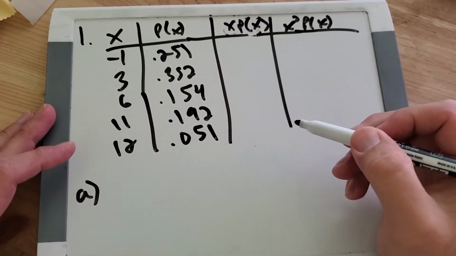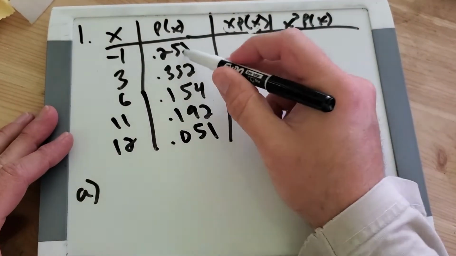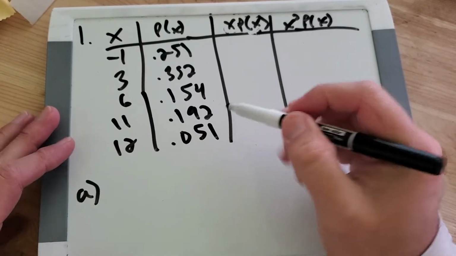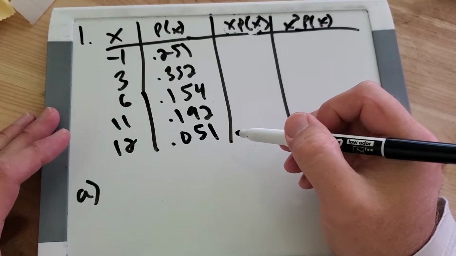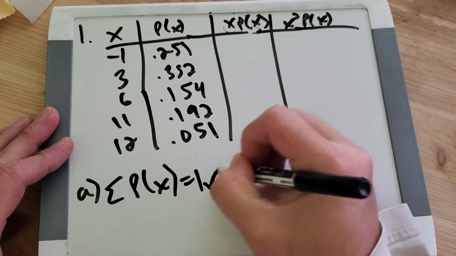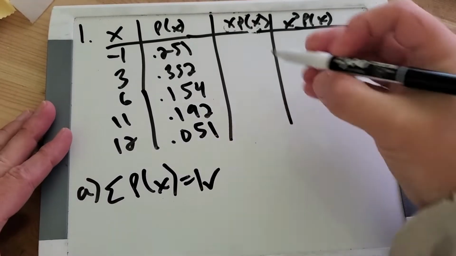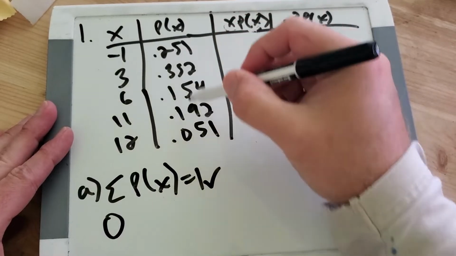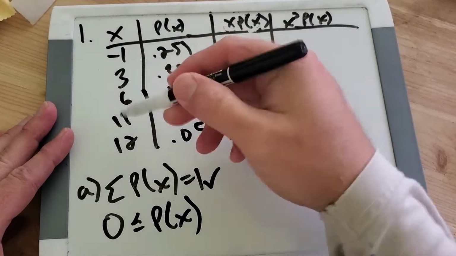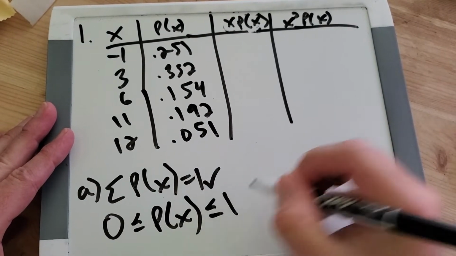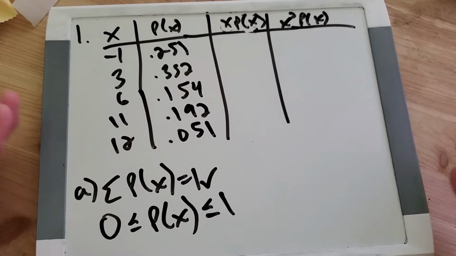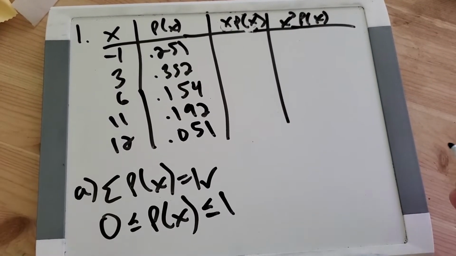To show that it's a valid probability distribution, you just have to check, do all of these add up to 1? And they do. Yes. So the sum of the probabilities is 1. Check. And then each probability has to be between 0 and 1, which they all are. The x values can be whatever they happen to be. So that's what it means to show that it's a valid probability distribution.